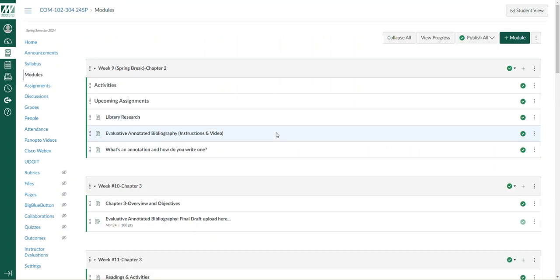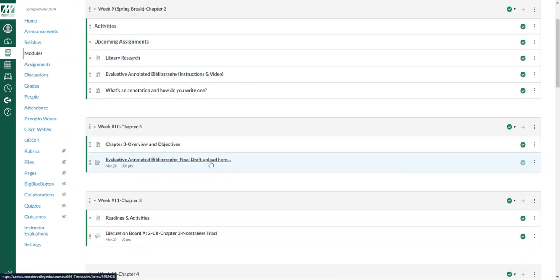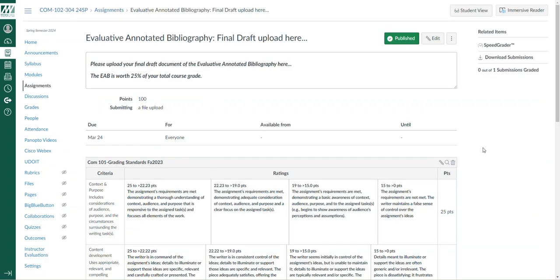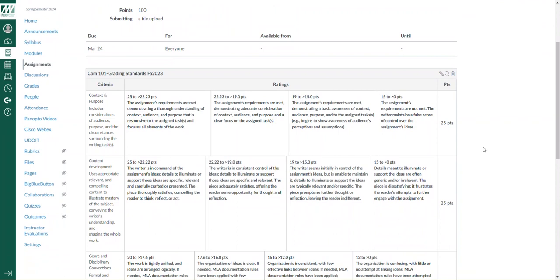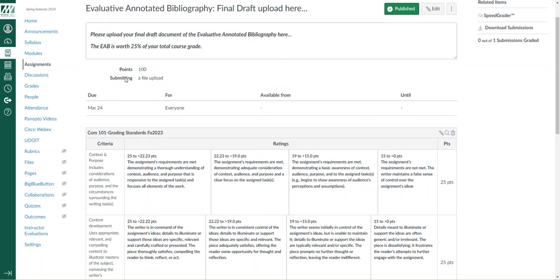The due date for the annotated is, once again, the 24th, I believe. Let's take a look here. Yes, it's due on the 24th. So Sunday, end of day, is when the assignment is due. I didn't want to bog everybody down with a discussion board this week.